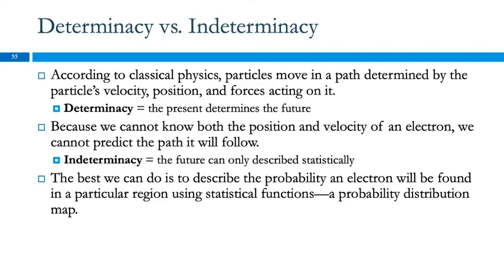Since we can't know both the position and the velocity of an electron, we can't predict where it's going to go. We can't predict its path. We can't say this is where it's going to go. Indeterminacy. The future can only be described statistically. So we can say there's a high probability that the electron's going to be over here after such amount of time. But we can't predict its path like we can, say, for a baseball.